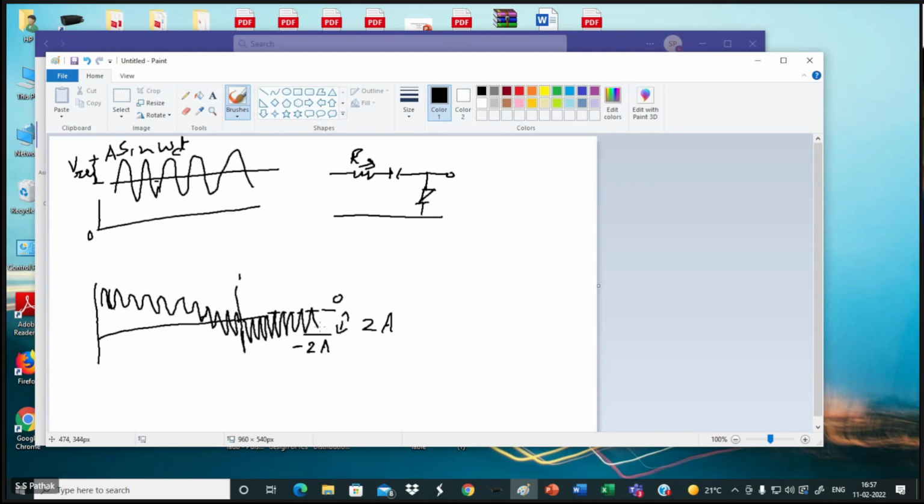That will be only V max or V min, sorry. V max is here, V min is this. Okay, fine, it will be the same thing. So it is your minus 2A. This same magnitude will keep on appearing like that. Is it okay?